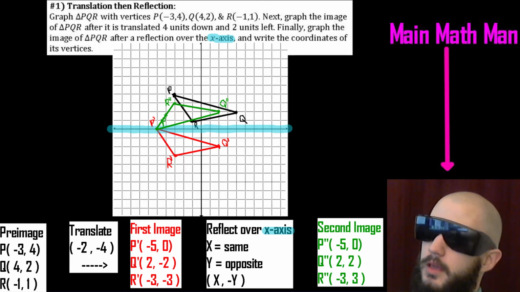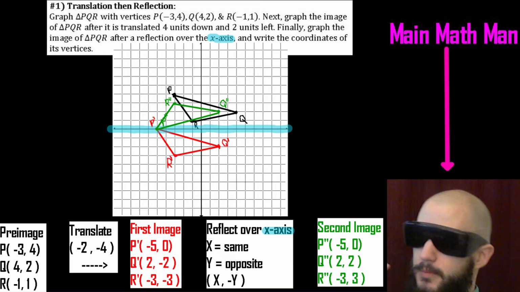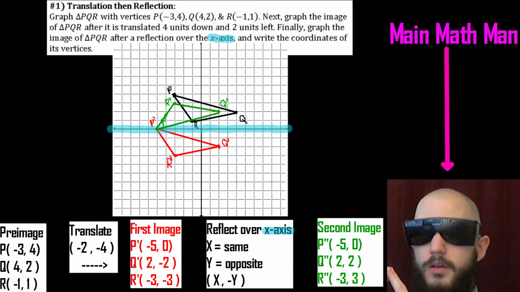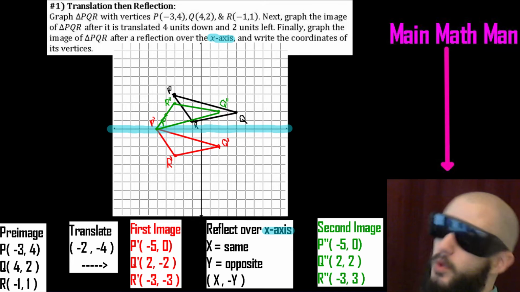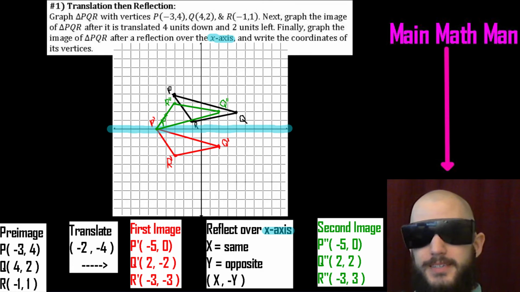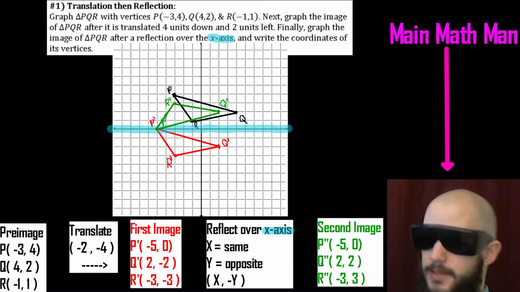Luckily, a way to think about that is when you get real close to a mirror, it's going to be the same exact point, because if you're touching that mirror, it's in the same location. It's the same distance away from that original point. And so since we have a point on that x-axis, we have to include it, and it's going to stay the same.